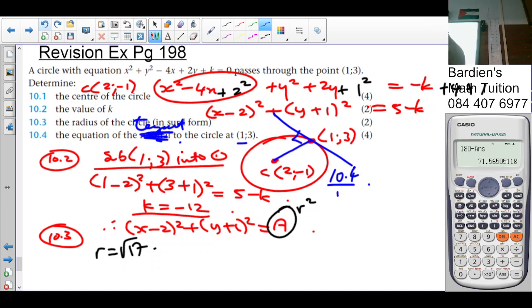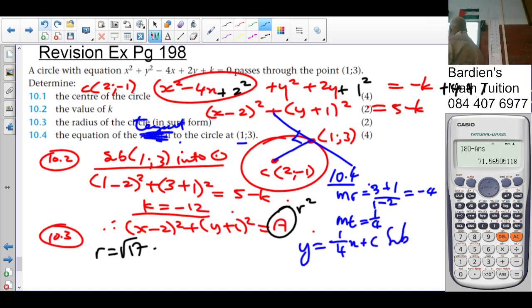Perpendicular. So you work out the gradient of the radius, which is 3 minus 1, which is plus 1 over 1 minus 2, which is 4 over negative 1, which is negative 4. So the gradient of the tangent times the gradient of the radius will always be negative 1. So negative 4 times the gradient of the tangent is negative 1, so you get a quarter. So your equation is y is equal to a quarter x plus c.